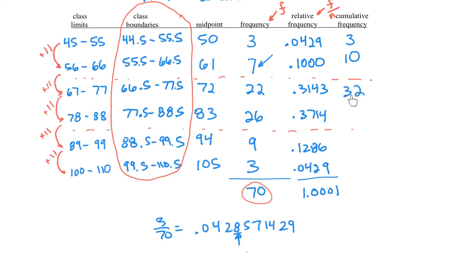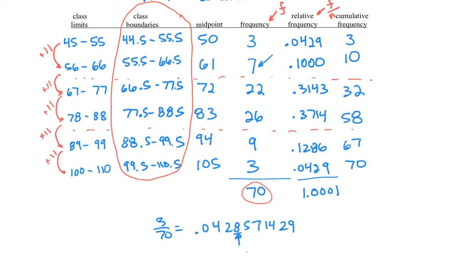All that means is that if you add all these together, we get 32. Going along, we pick up another 26, and that gives us 58. We keep on going. We get to this class and pick up another 9, so 58 plus 9 gives us 67. Finally, we go to the very end and pick up 3 more. 67 plus 3 gives us 70. And we knew we had to get 70 because that's how many data points there were altogether.